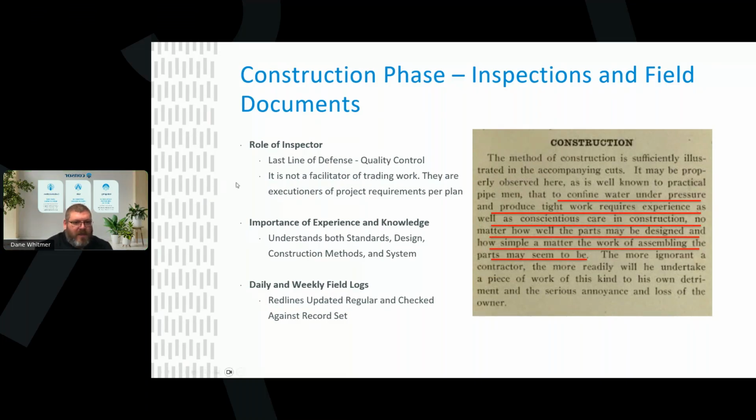So you as an inspector, or having inspectors, they're really kind of the last line of defense for quality control. And we're not there to facilitate a trade of work. It's not, hey, if you do this here, you can do that there. It is to make sure that the plans are being executed to the requirements and to the standard of care that's necessary. Again, we're here to protect our public water supply and ensure society is moving forward. We don't want to skimp on these items.